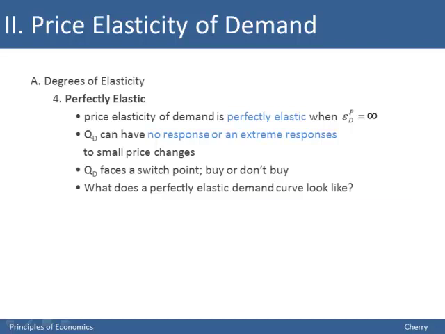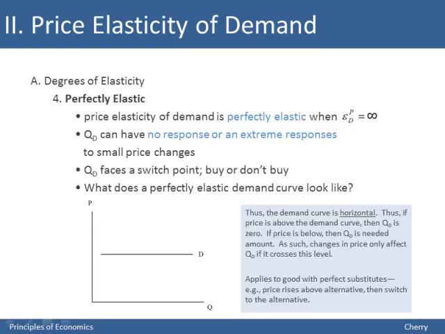So what does that look like? That's when the demand curve is perfectly horizontal. If the price is above the demand curve, you don't buy anything, and if the price is at or below, then you buy everything you need. All right, so the cases that fall under this category might be goods with perfect substitutes. The price rises and you switch over to the other alternative. And if the price falls below some point, then you switch back.